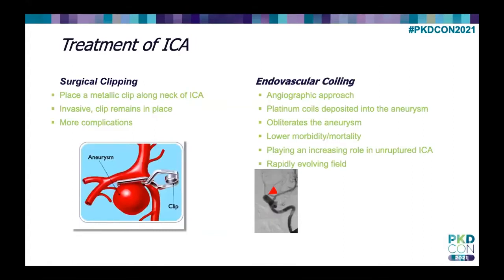So just a few words on treatment. The first modality that I had on that list is surgical clipping, and that is shown schematically here. What that means is that they put a metal clip along the neck of the aneurysm, and the clip stays in place. It's an invasive procedure. It involves a craniotomy, where they have to actually get into your brain. So clearly this is going to have more complications.